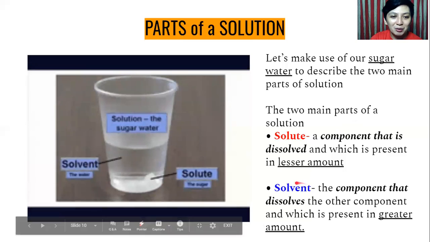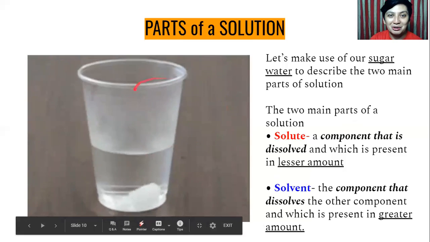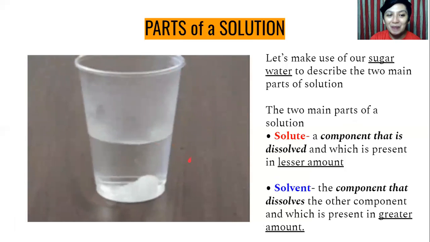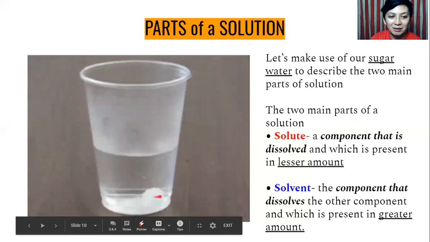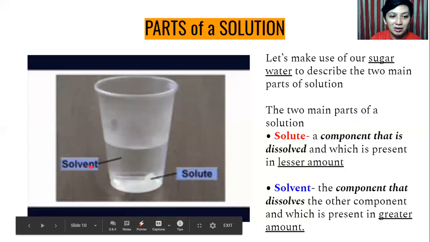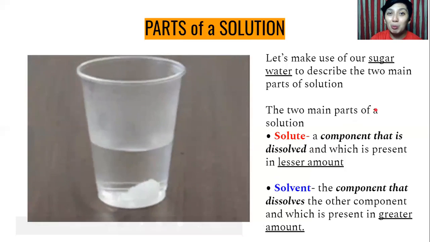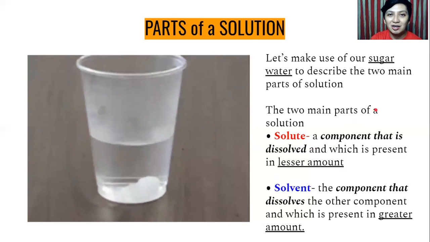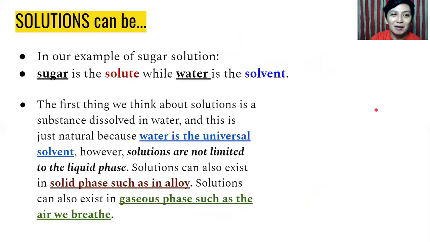So as you can see here, we have the solute and the solvent, and now we have sugar water solution. So that's how it happens. So this is the sugar at the bottom, and then greater amount of solvent, which is water. Solvent is water, solute is sugar. So we have the sugar water solution. Okay, so the two parts are solute and solvent. Now, solutions can be, in our example of sugar solutions, that is a liquid solution.